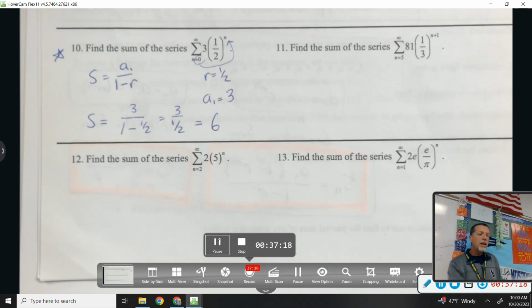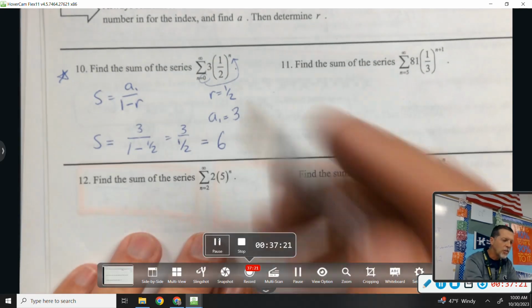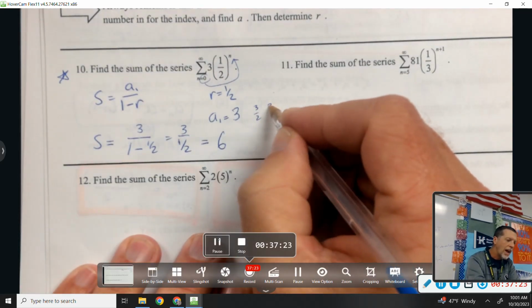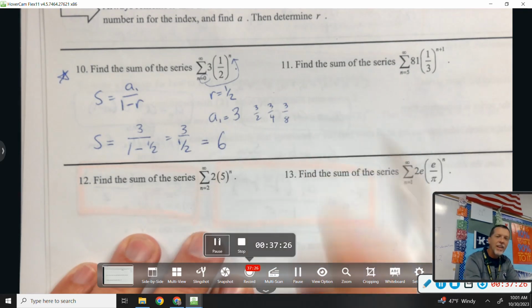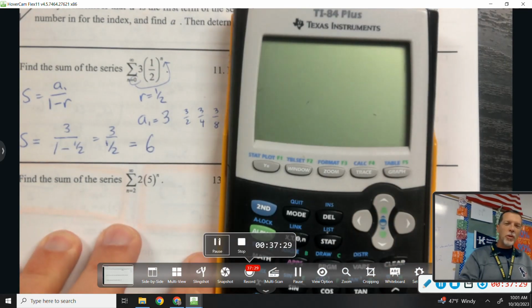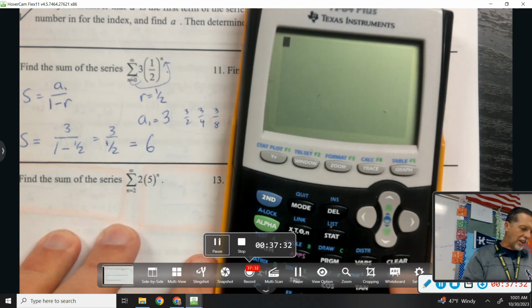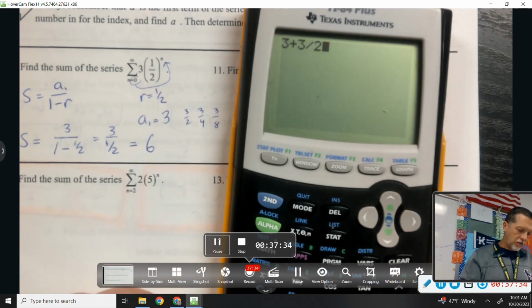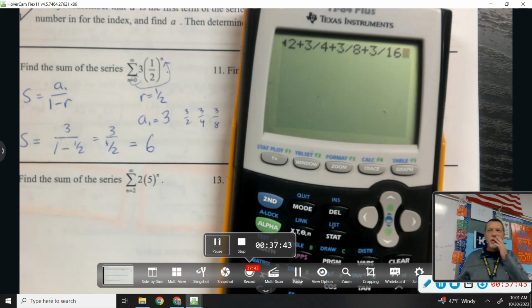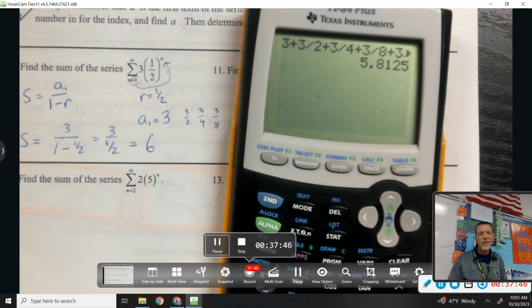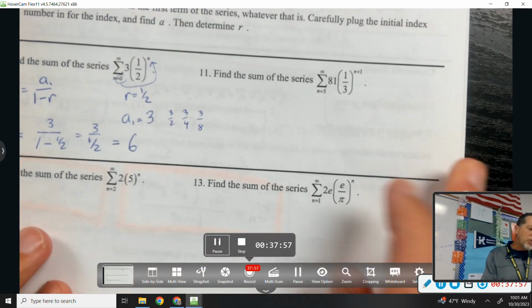If you wanted to check this one, our first term was 3. So 3/2 and 3/4 and 3/8. You would never make that land at 6 because at some point on your calculator you'd have to hit enter: 3 plus 3/2 plus 3/4 plus 3/8 plus 3/16. If you could do that forever, then yeah, you'd get 6. But at some point you have to stop and hit enter and say, well, that's pretty close to 6. And it's not 6 because I didn't add the rest of the terms. I stopped at the 4th or 5th term. So you can kind of check them, but be careful.